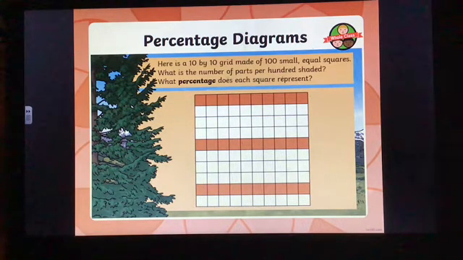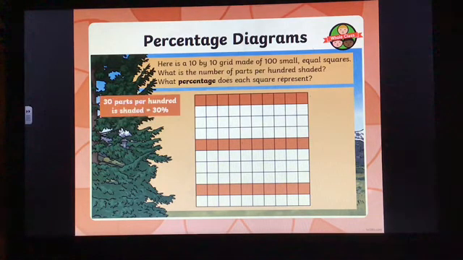Now, this time, we can count the squares that are shaded in. Again, it doesn't matter where the squares are, which ones are shaded in. We just need to count how many are shaded because it is a 100 grid. So if we count how many are shaded in, well, there's 3 rows of 10 shaded in, so that's 30. So 30 out of 100, or 30%.